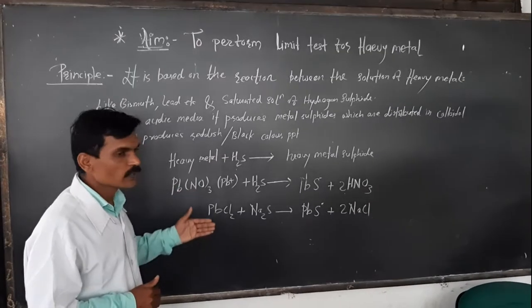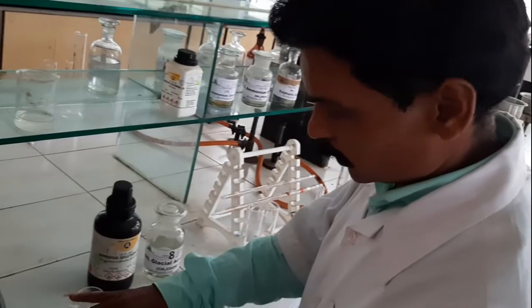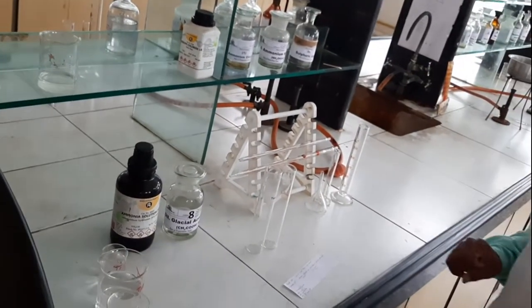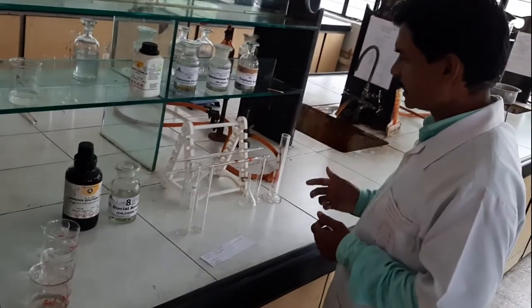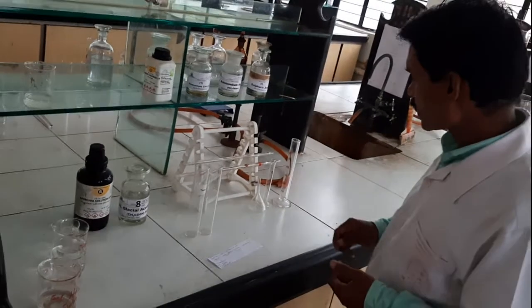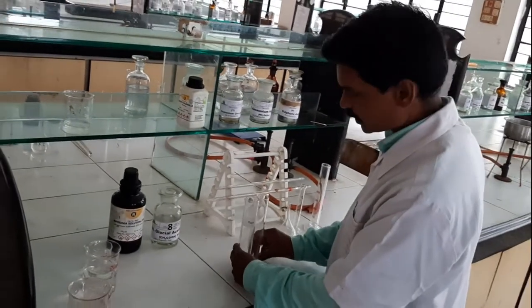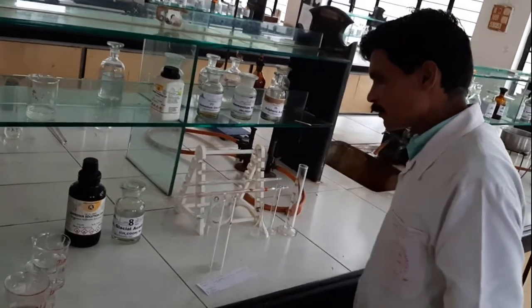As we discussed earlier, now we actually perform this practical. For performing the practical, there are two types of requirements: glassware and chemicals. For the glassware, we first require a pair of Nessler cylinders. So we will first of all mark them.